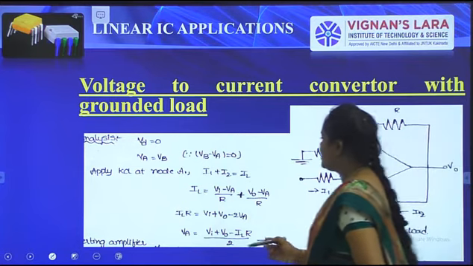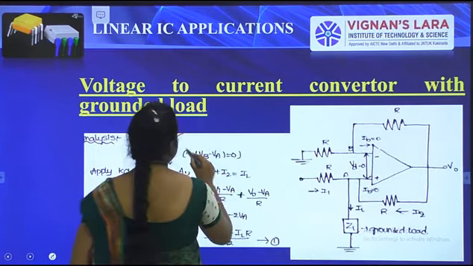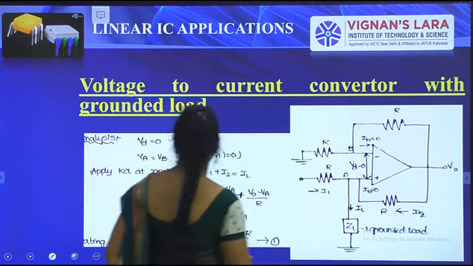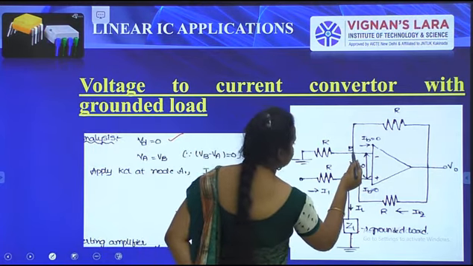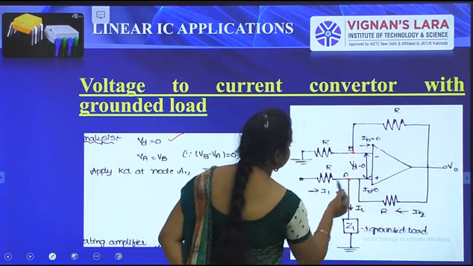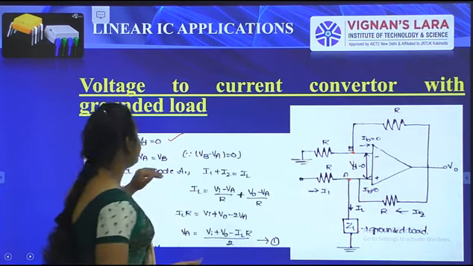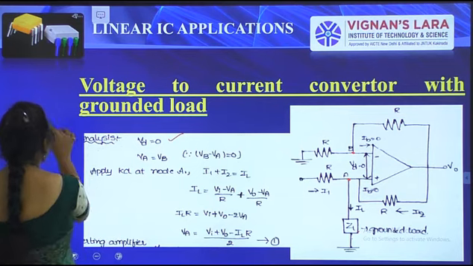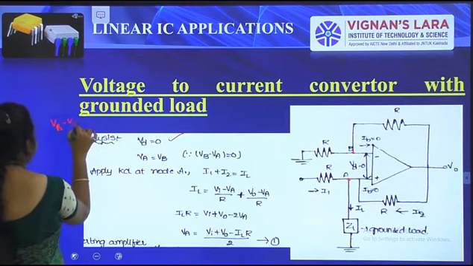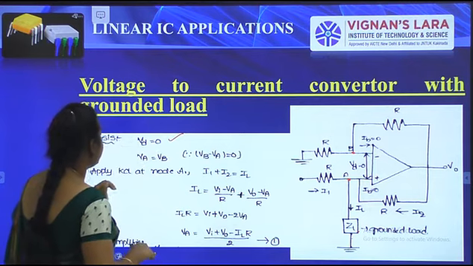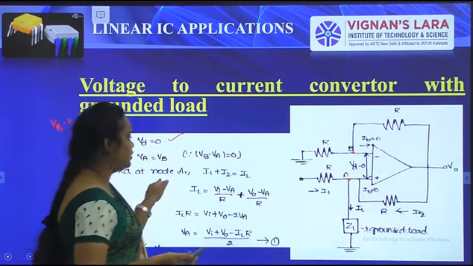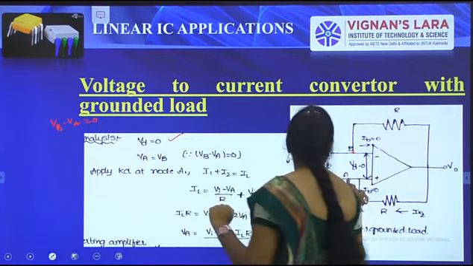So here we take VD as 0 from this circuit. VD is 0 and VA is equal to VB. That means the voltage at B is equal to the voltage at A, so VB minus VA is 0. Why? Because the differential voltage is taken as 0 in the circuit. Apply nodal analysis at node A.